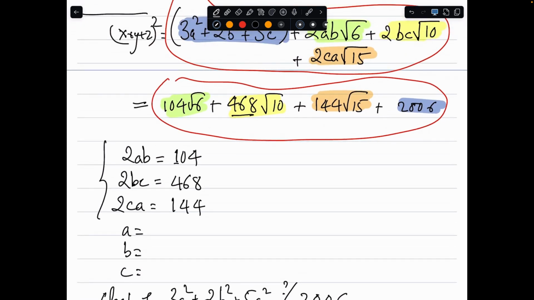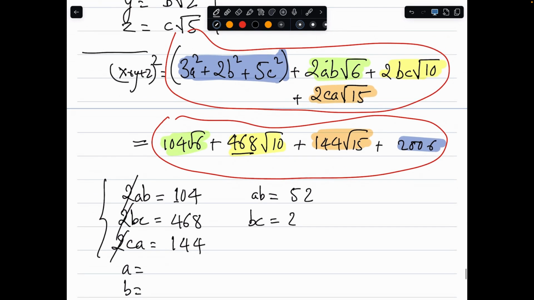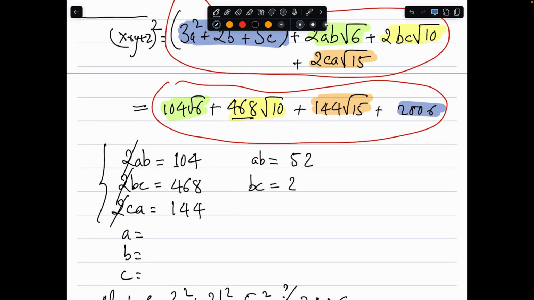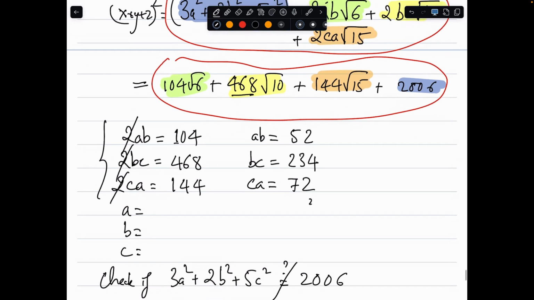Now to solve this system, get rid of the 2 here, so ab is 52, bc is 234, and ca is 72. Am I correct? Yeah. Okay, so this system and the previous one are equivalent. So finding a, b, c of this system is also equivalent to finding them in the other system. You have to understand that.